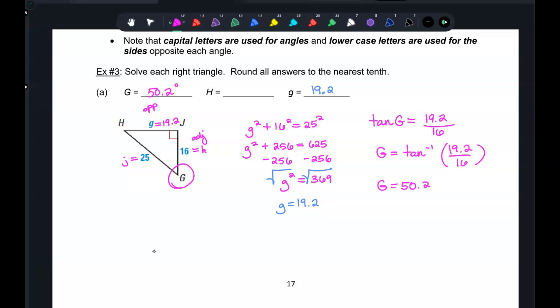Okay, so if G is 50.2 degrees, how do I find angle H? What do we know about the angles in a triangle? They all add up to 180. And if this one's 90, then these two have to add up to 90. So to find H, I can just do 90 minus 50.2, which turns out to be 39.8.